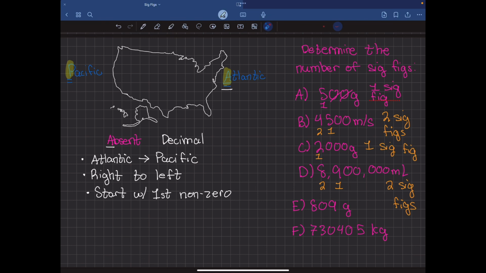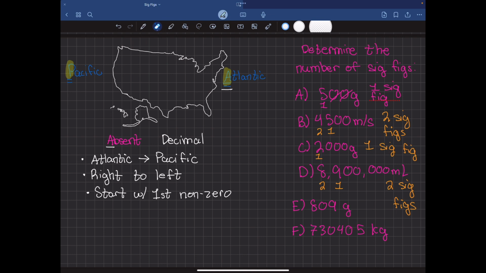So now you guys are asking me, so Trent, if we have a number and there's not just a bunch of zeros in the end, how are we going to count it? Well, remember, same philosophy applies through the whole entire thing. If we count and analyze this number, 809 grams, we notice there's a decimal absent. Absent, A, Atlantic to Pacific, or in other words, from right to left again. Let's start on the very rightmost digit, which is a 9. Right there. 9 is a non-zero digit, so that counts.